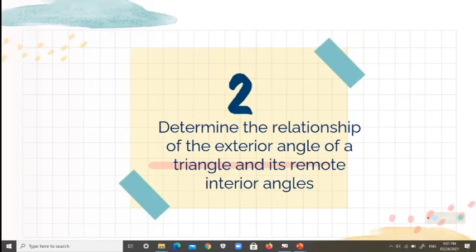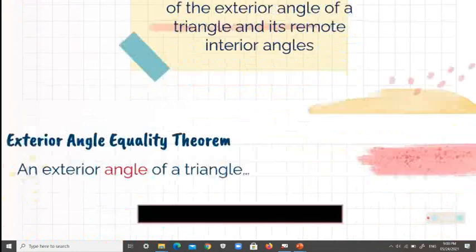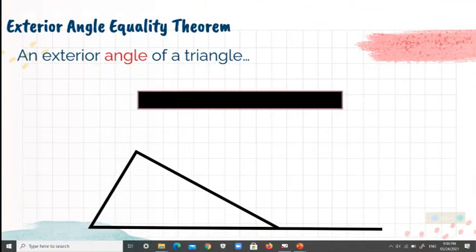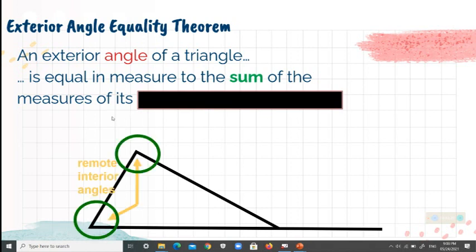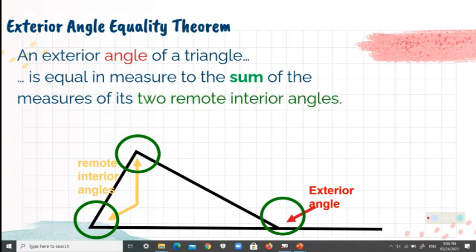For our second objective, we are going to determine the relationship of the exterior angle of a triangle and its remote interior angles. So let us have first the exterior angle equality theorem. An exterior angle of a triangle is equal in measure to the sum of the measures of its two remote interior angles. So in this figure, we have the exterior angle, and the sum of these two remote interior angles is equal to the measure of the exterior angle in the given figure.